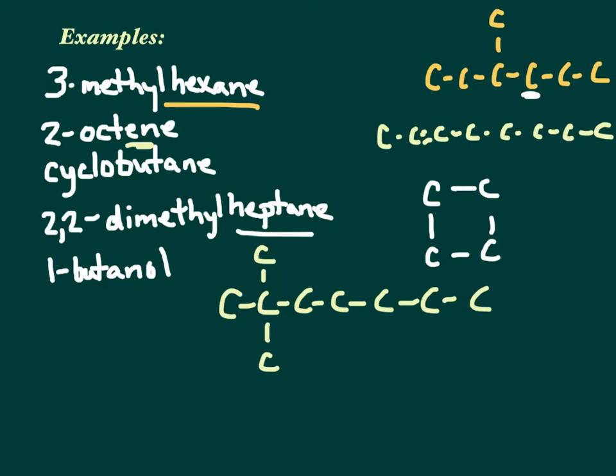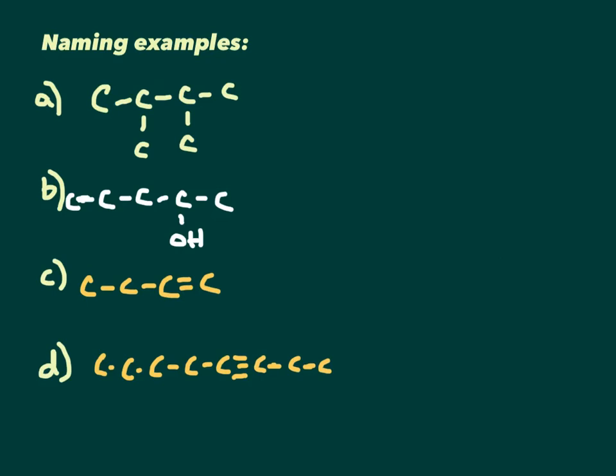And then finally 1-butanol. But means 4 carbons, and so I'm going to draw my 4 carbons. And the ol means that there is an alcohol group, an OH group, and it's on the first one, and so I'm just going to draw it right up here. So now we get to name them the other way around.